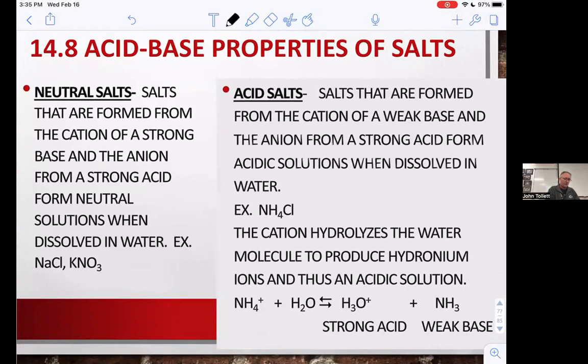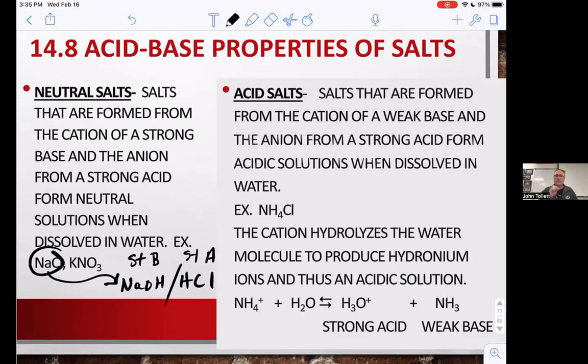So if I were to look at NaCl, the parents of NaCl are NaOH, which is contributing the sodium, and the Cl comes from HCl. This is a strong base, and this is a strong acid. So those will form neutral salts. So the pH of that salt, if you take sodium chloride and put it in water, will stay 7, or whatever the pH of the water was initially. It essentially will stay the same.